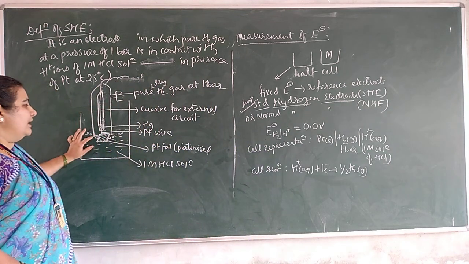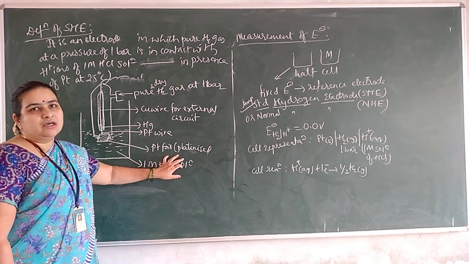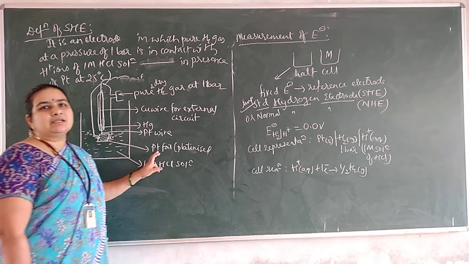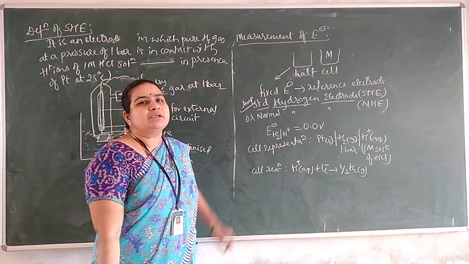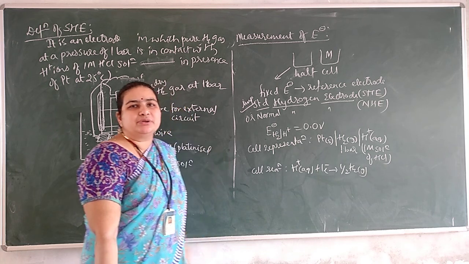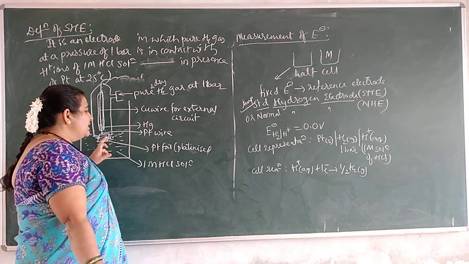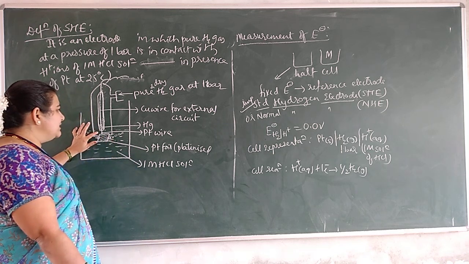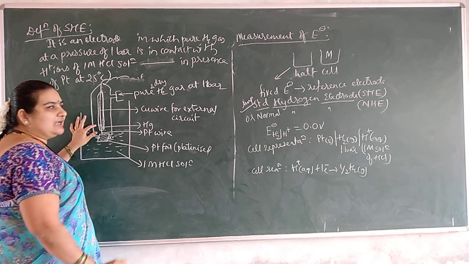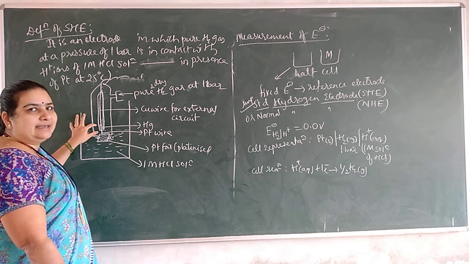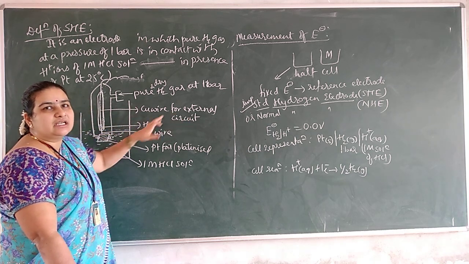Here we have a platinum electrode, that is a platinized platinum electrode. The platinum electrode is a platinum foil coated with platinum black. We coat it with platinum black in order to increase the absorption power for hydrogen gas. Now this platinum foil is connected with a platinum wire and placed in a glass case with mercury, and for the external circuit a copper wire is placed.